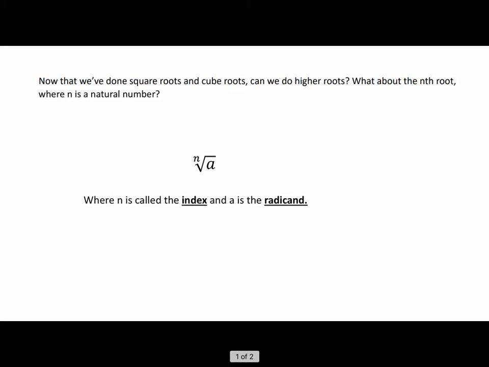Now that we've talked about square roots and cube roots, do you think we can find the higher roots? What about the nth root, where n is a natural number? So we would write that as the nth root of a, and n is the index, and a, whatever's inside the radical, is the radicand.